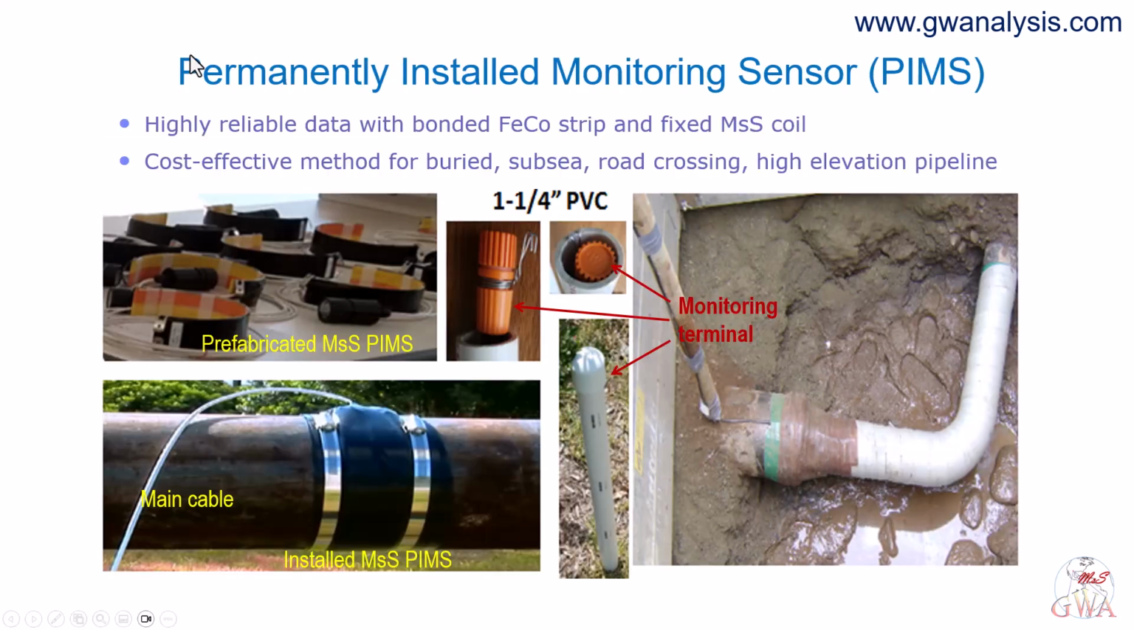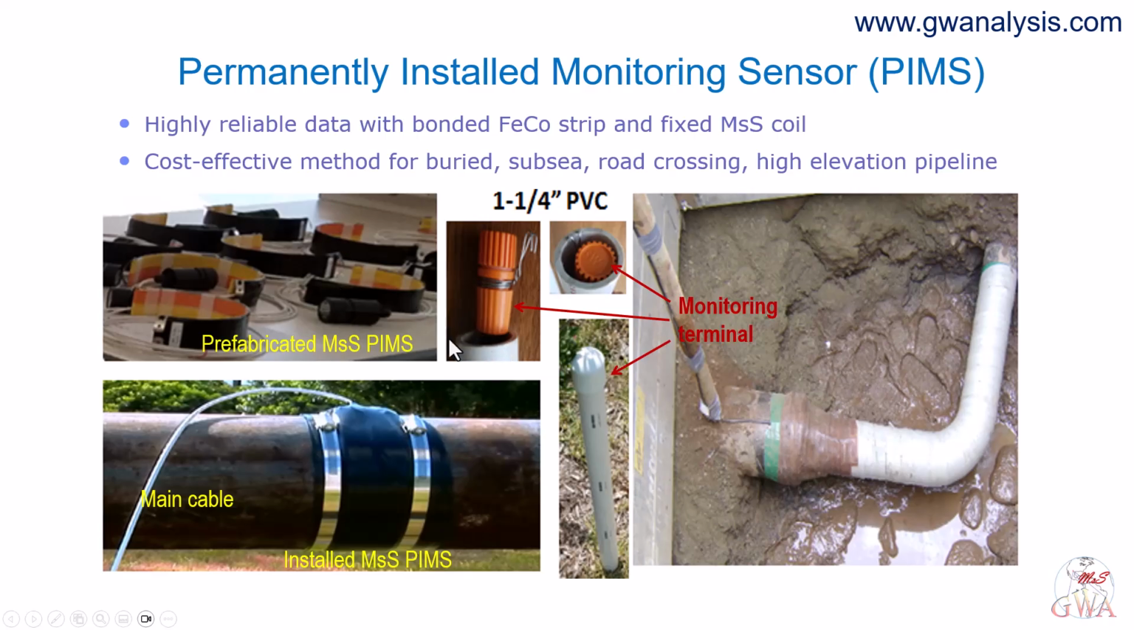This slide shows the permanently installed monitoring sensor, or MsS PIMS. It consists of the MsS monitoring sensor, the main cable, and the monitoring terminal, and the sensor itself is an MsS coil together with an iron cobalt strip. The design is built around three requirements: easy installation, weatherproofing, and long-term coupling.